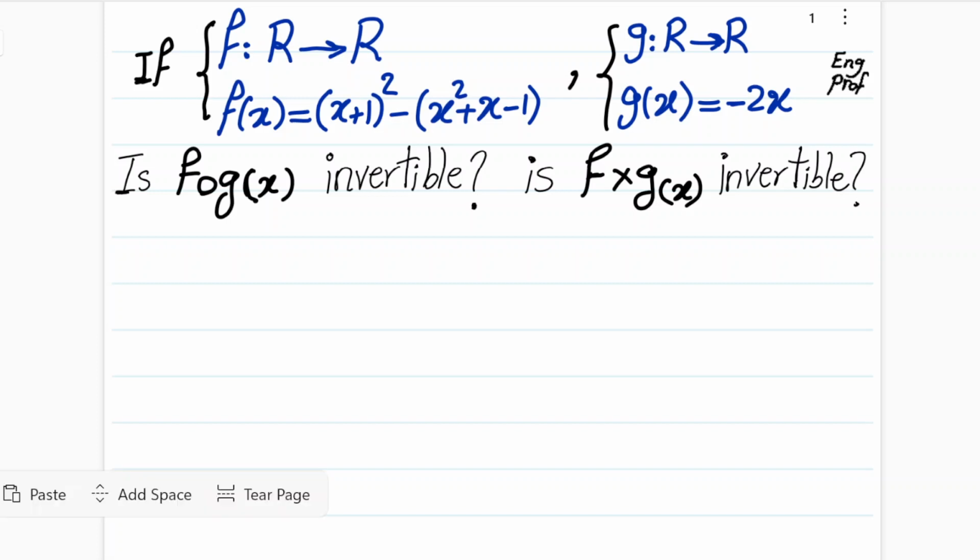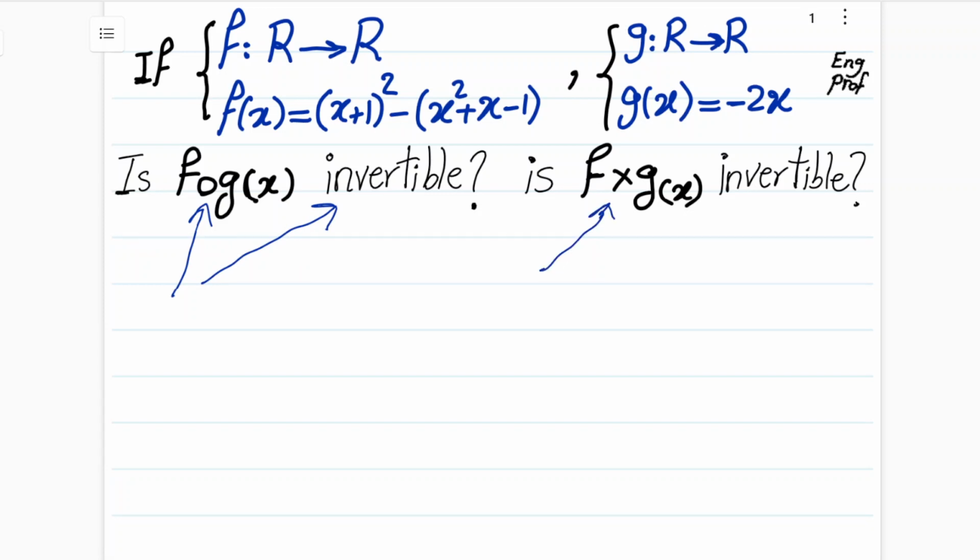Here's an exercise to show you how to check whether the composition of two functions is onto and one-to-one, and therefore whether it is invertible. Also, for the product of two functions f and g, is it invertible, meaning is it onto, is it one-to-one or not. So the two functions f and g are shown here. They are defined from the domain of R to the codomain of R, as you can see for both functions.